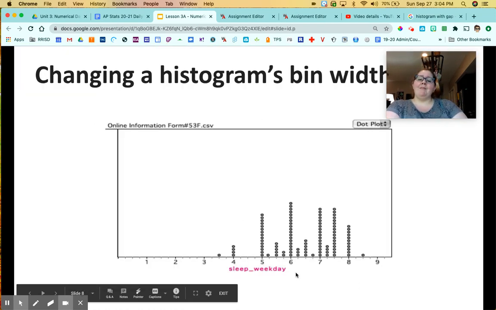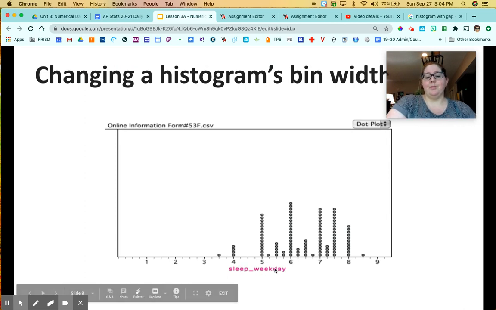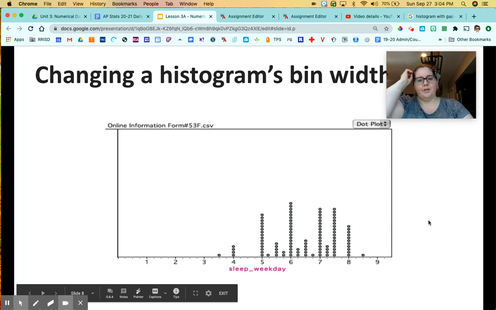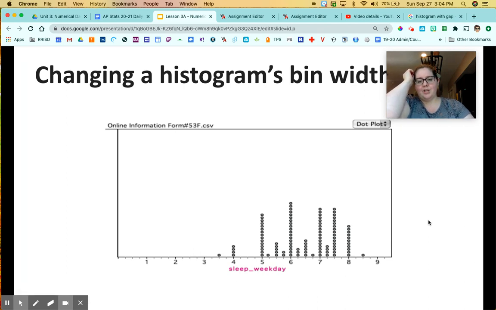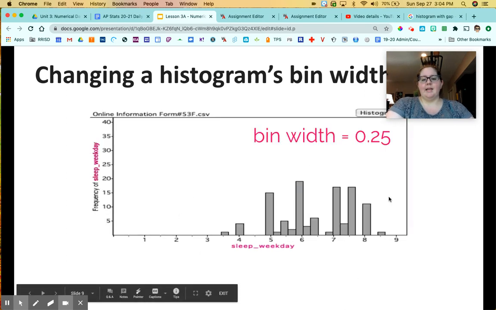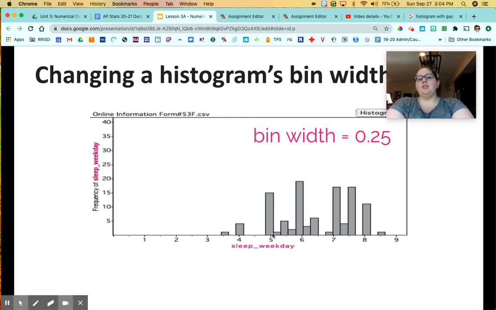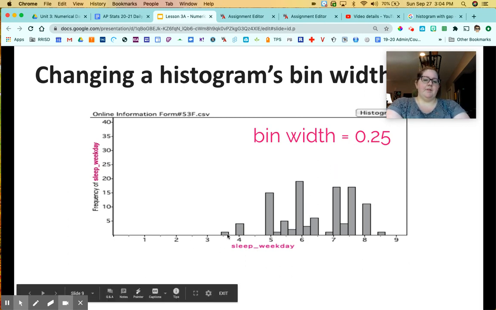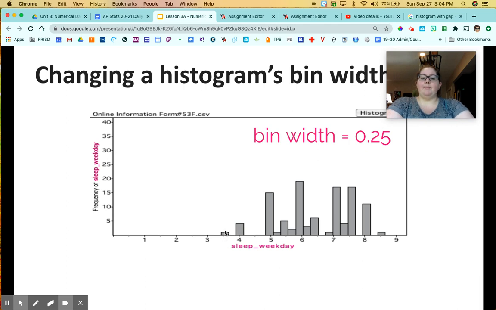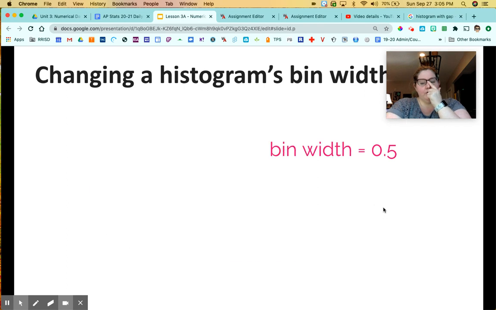So I have this dot plot. This is showing how much sleep people got on a weekday. This was also from that beginning of year survey I did with you guys. So we have hours of sleep people got on a weekday as a dot plot. Here's that same data as a histogram where the bin width was 0.25. That means each bar, for example this one right here, is people who said they got between 3.5 and 3.75 hours of sleep. So we can see that data as a histogram with really tiny intervals.